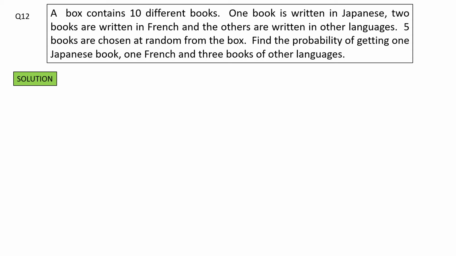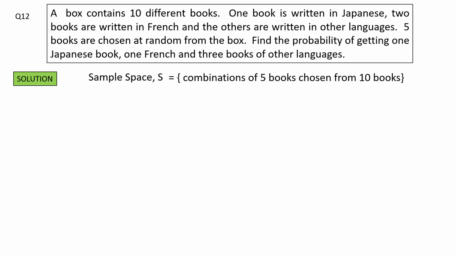Now, if you look at the question here, this question also involves probability plus combinations. Therefore, let's find the sample space using the concept of combination. So, here the sample space can be defined as combinations of 5 books chosen from 10 books. Remember, here we do not have to arrange the books. You have to be careful on that. Okay, we are just going to select the books. We are not going to arrange the books.